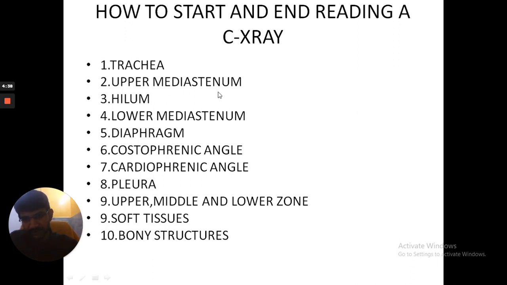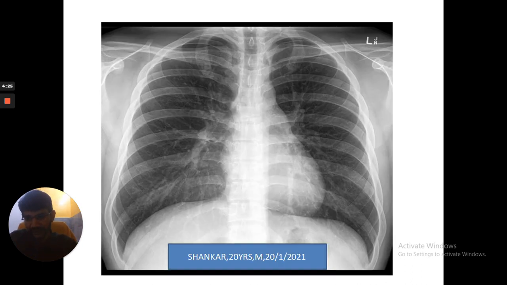Starting from trachea, upper mediastinum, hilum, lower mediastinum, diaphragm, costophrenic and cardiophrenic angle, pleura, upper, mid and lower zone, soft tissues and bony structure. Either you can go from 1 to 10 or you can go from 10 to 1. Either inside out or outside in. I prefer inside out. Okay, first we go with trachea.